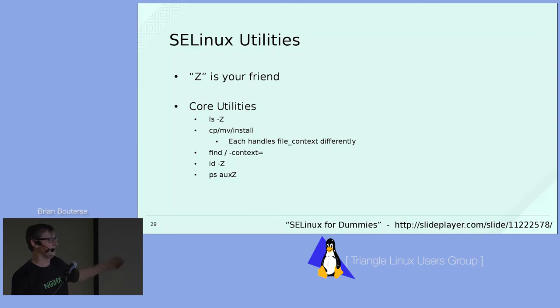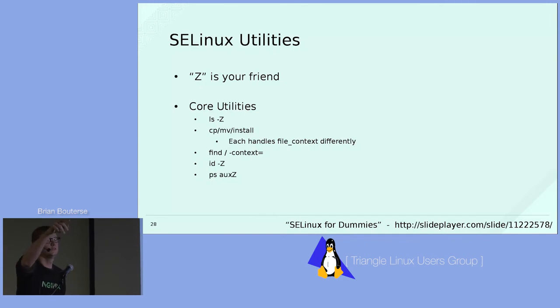ls -Z shows me files with file labels. Copy, move, install handle file context a little differently. I think we've already covered that. Copy makes new labels, move preserves them. Find has this -context option, which lets you search for files by context. id supports -Z, ps supports capital -Z. This is something you'll find very commonly across a lot of the Linux utilities. There's SELinux support baked into them.